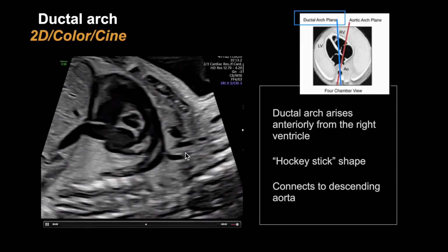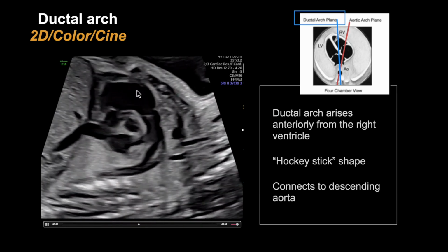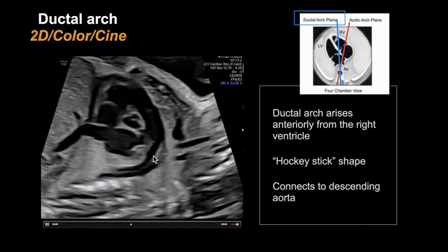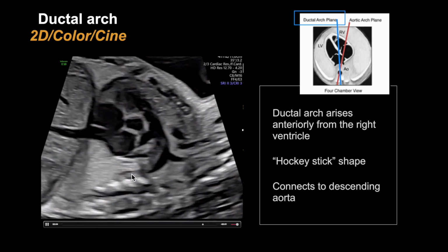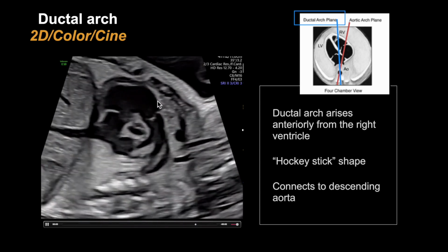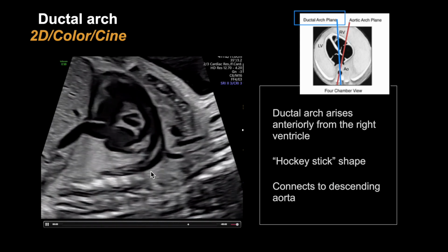Now looking at our ductal arch, it arises more anteriorly from the right ventricle. It's described as having more of a hockey-shaped appearance, and it connects to the descending aorta. When you're looking at the ductal arch, you want to make sure that you're imaging from the level of the pulmonary valve all the way to the descending aorta.